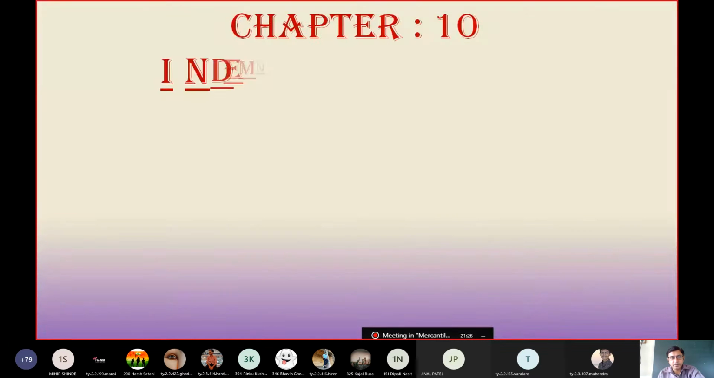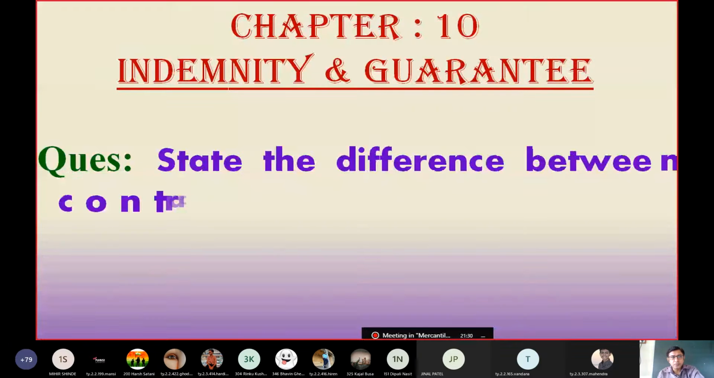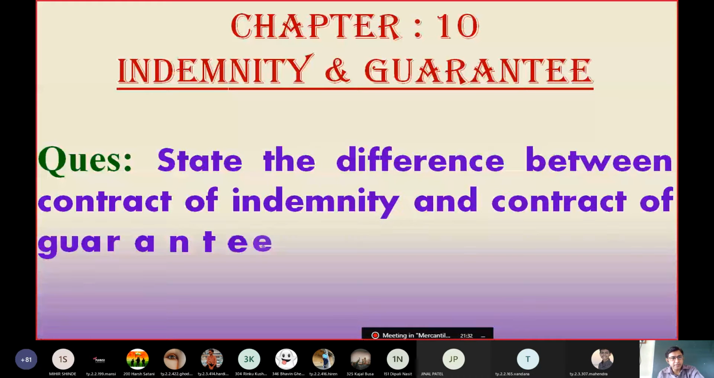In 72 special contracts, today we will try to learn a new topic, the differences between two important contracts called indemnity contract and guarantee contract. So let's have an idea about the differences, whether there is any difference or there are lots of differences between both the contracts. Let us try to elaborate them.